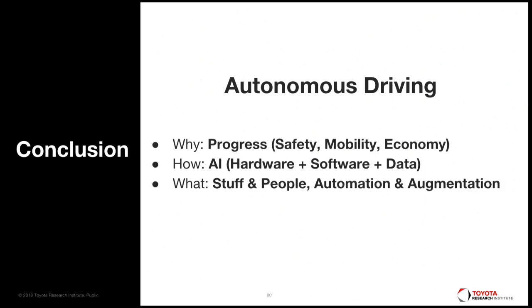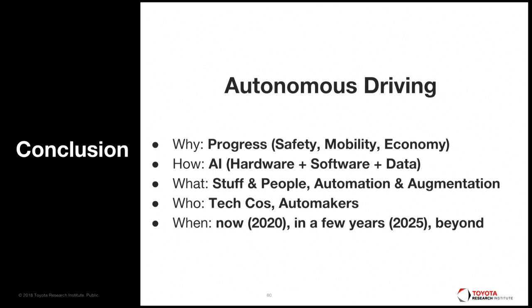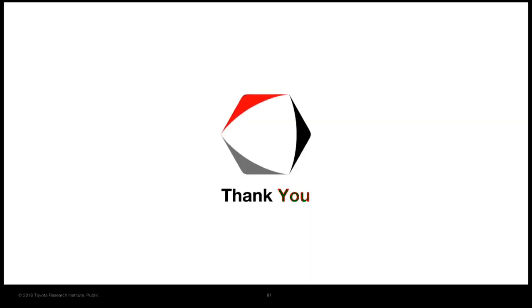The what. So it's autonomous robots, it's transportation robots that can transport stuff and people, and I talked also about automation and augmentation, the two aspects of the same technology, and safety also. And then who, basically tech companies, automakers, mostly, also startups, etc. And when, and make the difference between now, which is roughly 2020, in a few years, 25 or something and beyond, and know that nothing is certain. And that's it. Thank you.